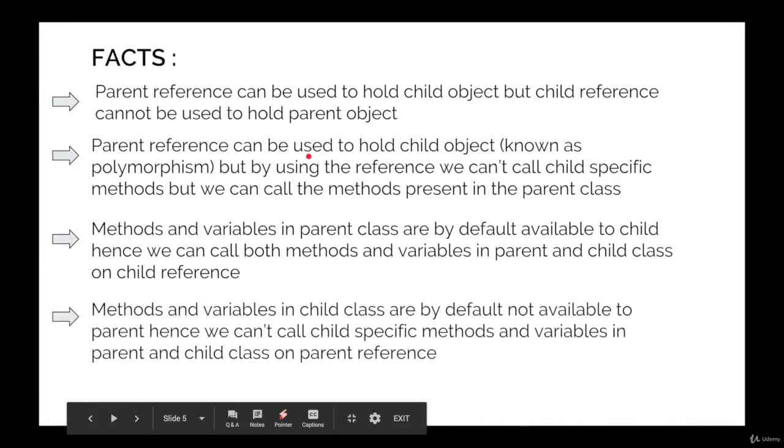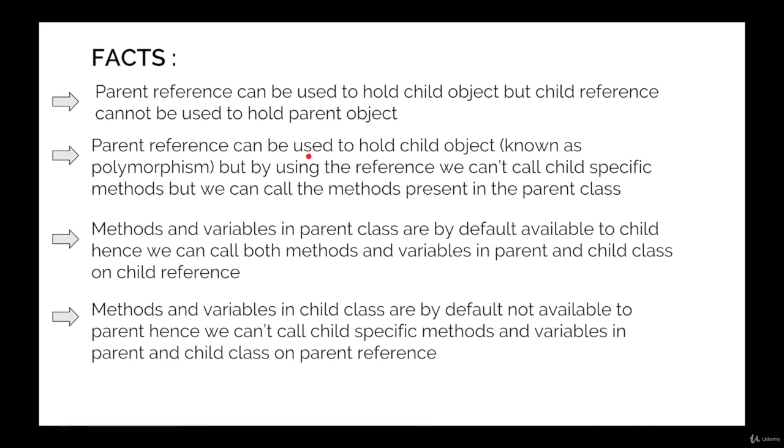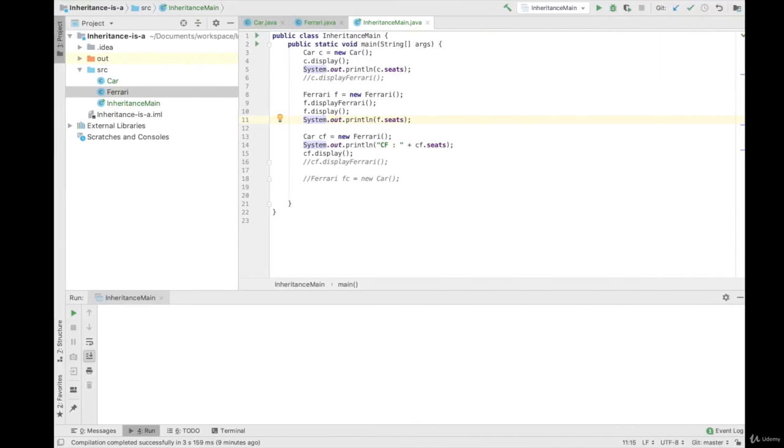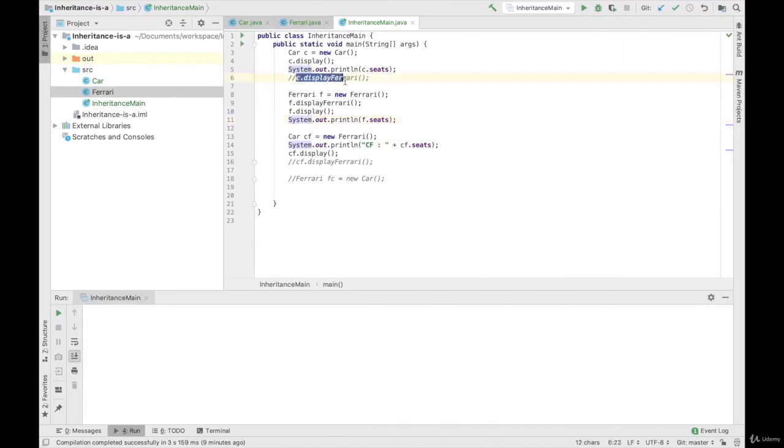The fourth fact is that methods and variables in the child class are by default not available to the parent. Hence we can't call child-specific methods and variables on a parent reference. We already saw this particular fact wherein we tried calling the child-specific methods by using the parent class reference over here, but we got an error.